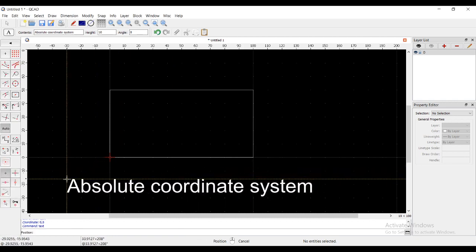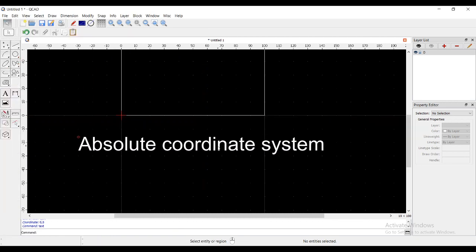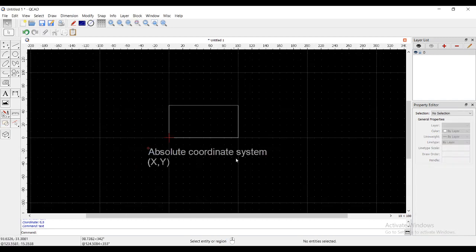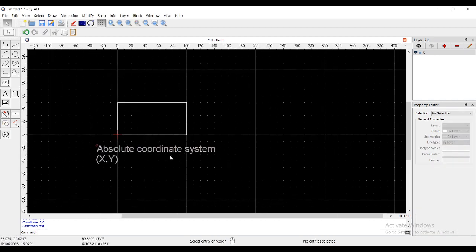The format for this will be, we'll just put it here, in brackets x coordinate comma y coordinate for every point. That is your absolute coordinate system.